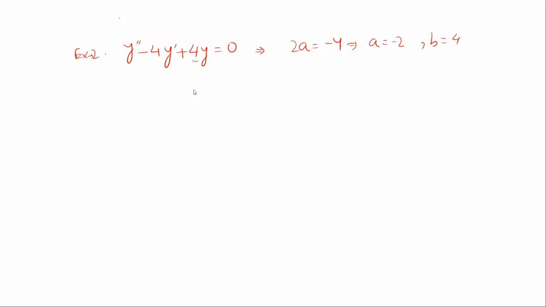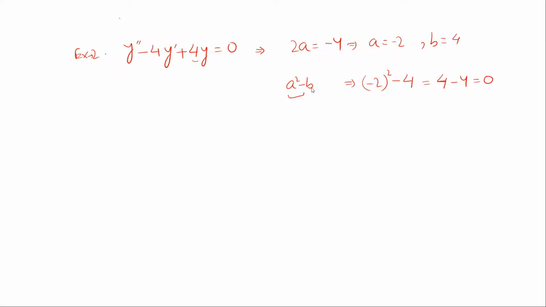So we can see that a² - b should be greater than 0. So here a² is (-2)² minus b, that is 4. So we will check the criteria here: a² - b, so here it is plus 4 minus 4, that is equal to 0. So this is the criterion: a² - b is 0.